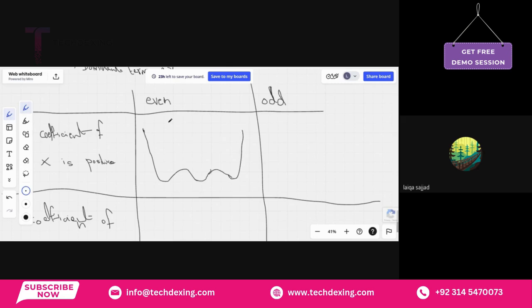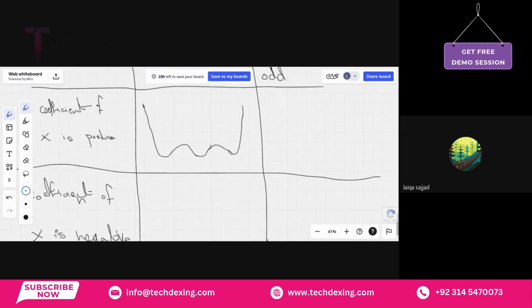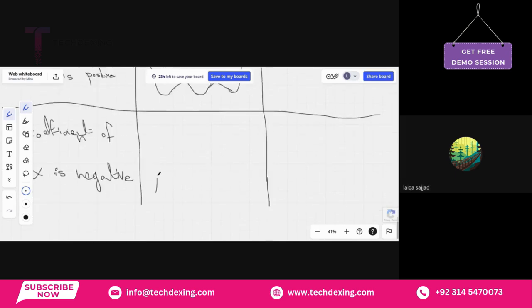If we have the power which is even, but the coefficient is negative, then you will have a graph which would look like this. We should draw it with a dotted line so that you can understand that these terms are not constant. They will be according to the power that will be given in the question.